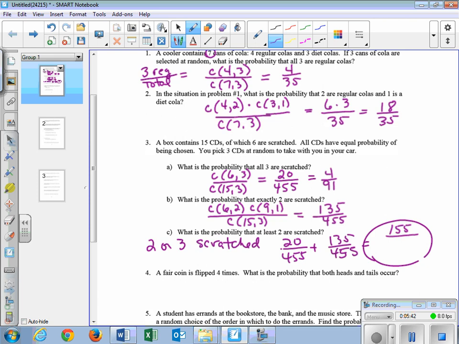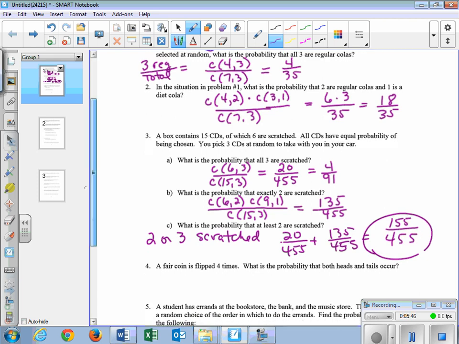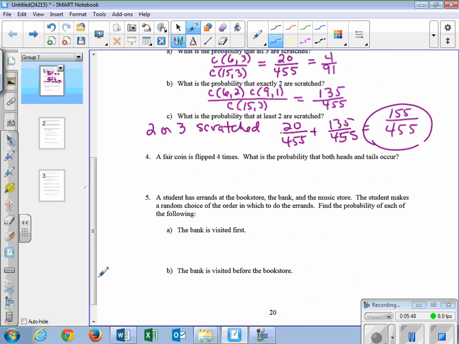155 all over 455. There it is. Okay. Number 4. A fair coin is flipped 4 times. What is the probability that both heads and tails occur?